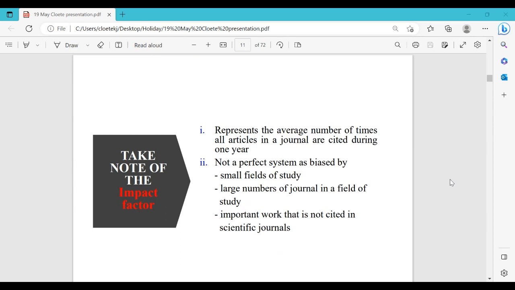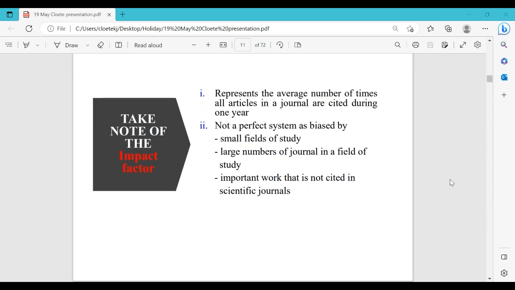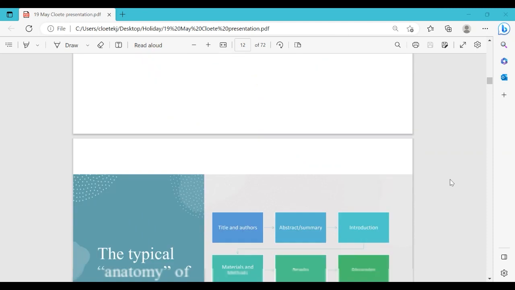So look at the journal standing. What is the content that it covers and the audience, and does it have a social media presence? Who's on the editorial board? From which universities are they? From which countries? Now remember, this impact factor can be influenced by small fields of study, a large number of journals in a field, or sometimes important work may not be cited. So just be cognizant of that.